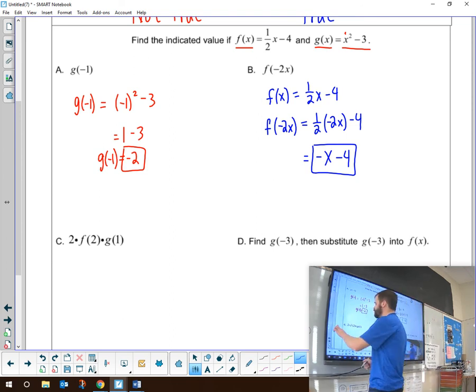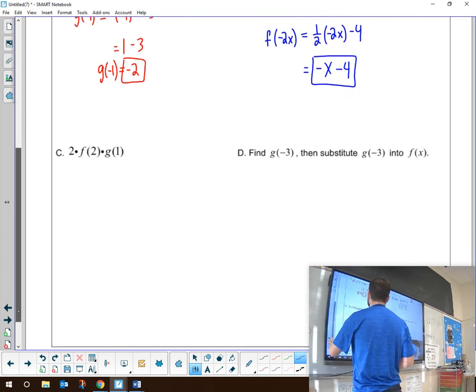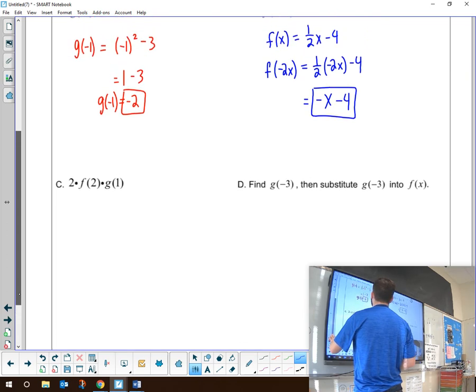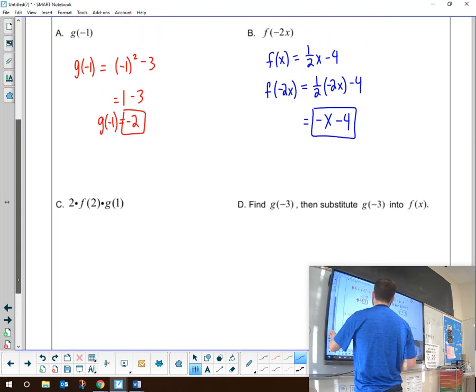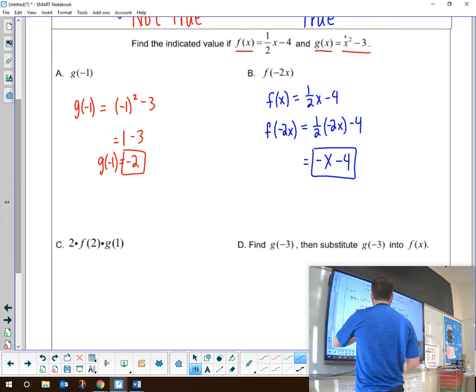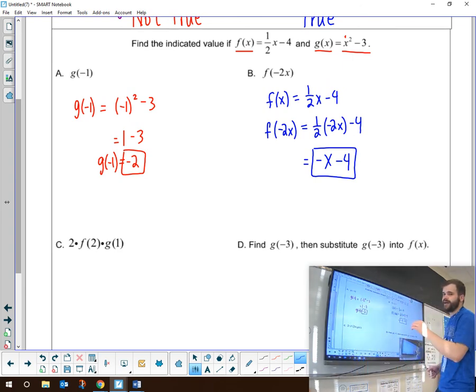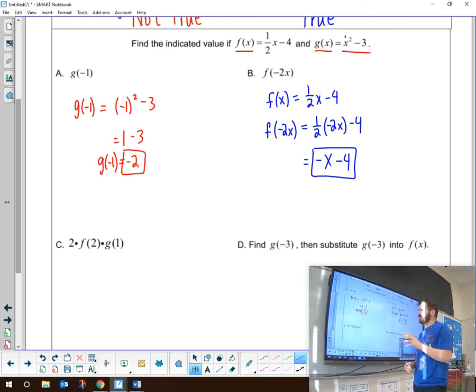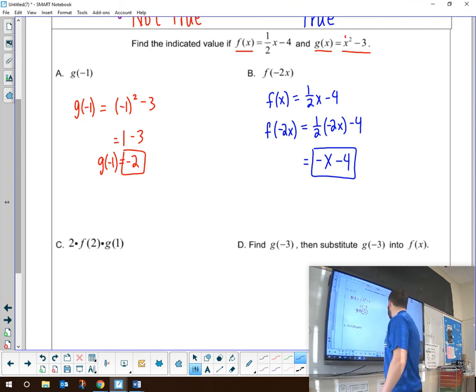Okay, got 2 more here. Let's take a look at C and D. All right, so we got a lot going on here for C. So C, we have 2 times f of 2 times g of 1. So what we're going to do is we're going to find out what's f of 2, we're going to find out what's g of 1, and then we're just going to plug it in here. So let's figure out what f of 2 is first.